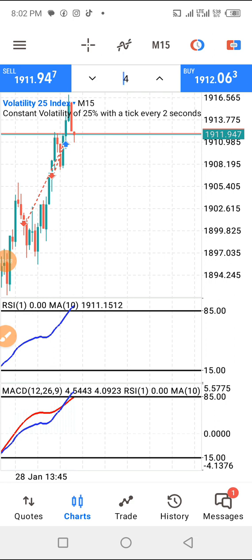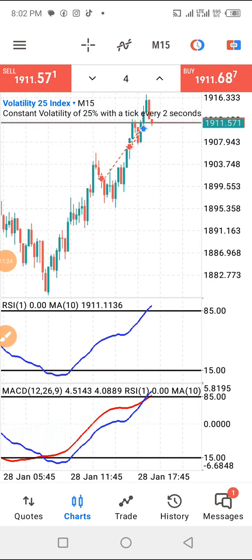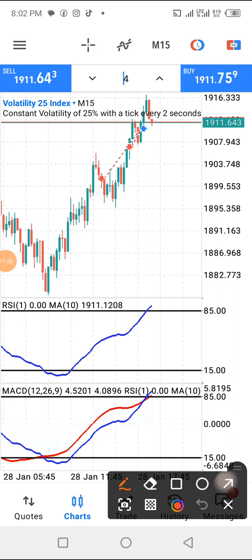So let me quickly show you the settings for this strategy, because I said I don't want this video to be too long. Window 1, on window 1, you click on this icon.